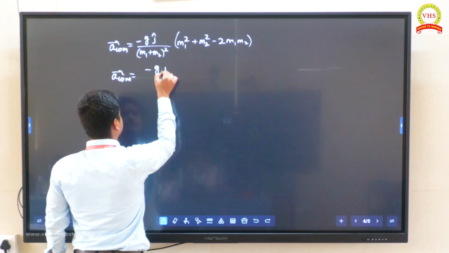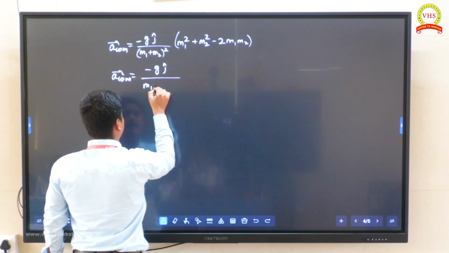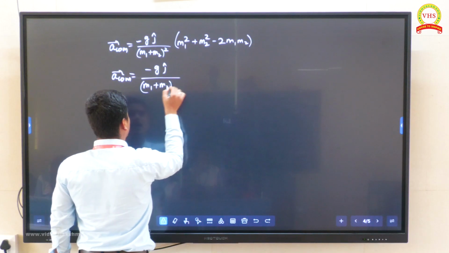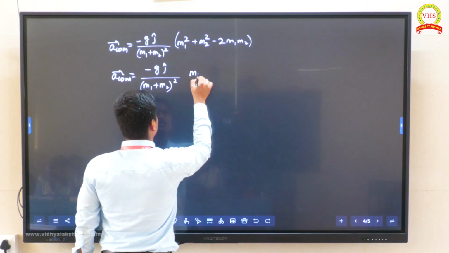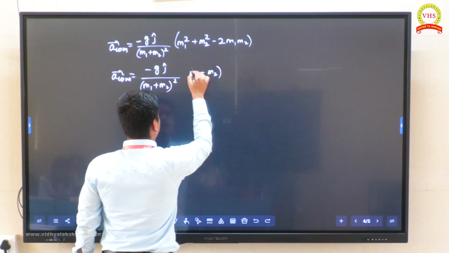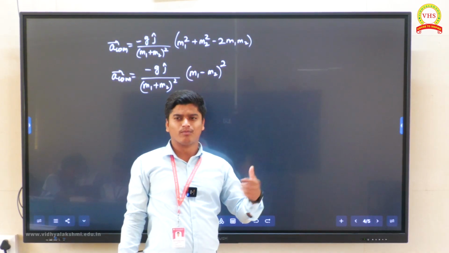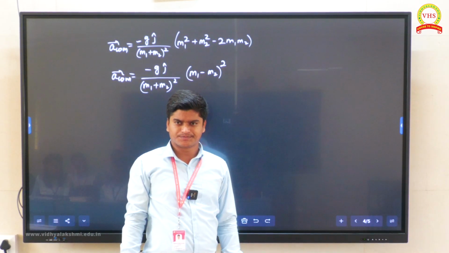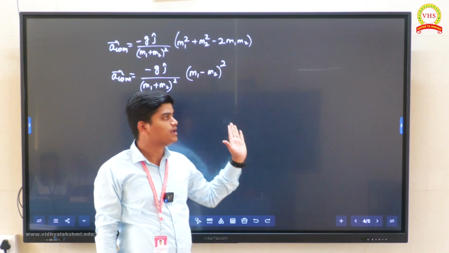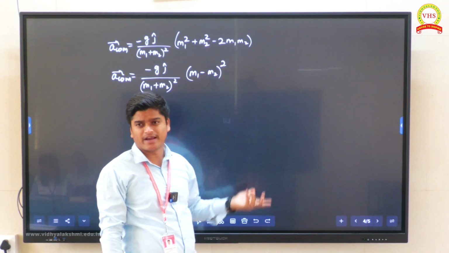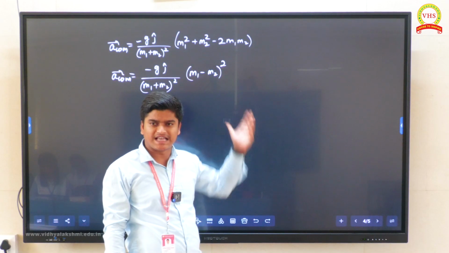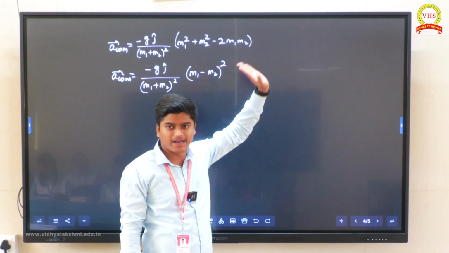So minus Gj cap by M1 plus M2 whole square. This is your M1 minus M2 whole square, or you can tell also M2 minus M1 whole square. No risk, anything you can say. M1 minus M2 whole square, M2 minus M1 whole square, anything you tell, the same thing only will come, no? This one only will come, right?